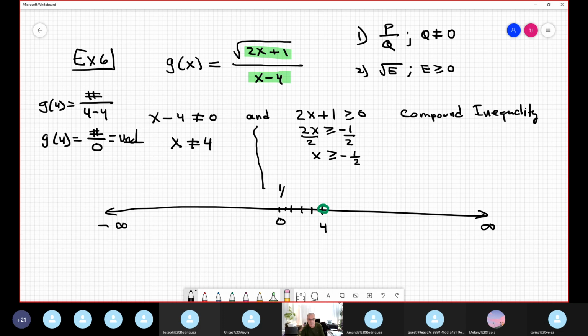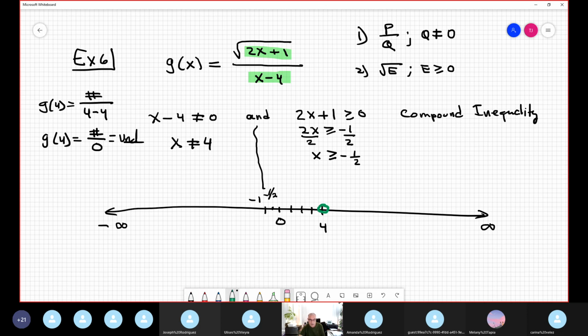Between 0 and 1, this is 1, this is 2, this is 3, right? This is greater than, so to the right, including -1/2. Oh, sorry, this is -1/2, not +1/2. Mistake. Okay. So this is negative 1, this is 0, so negative 1 half is here. Sorry.